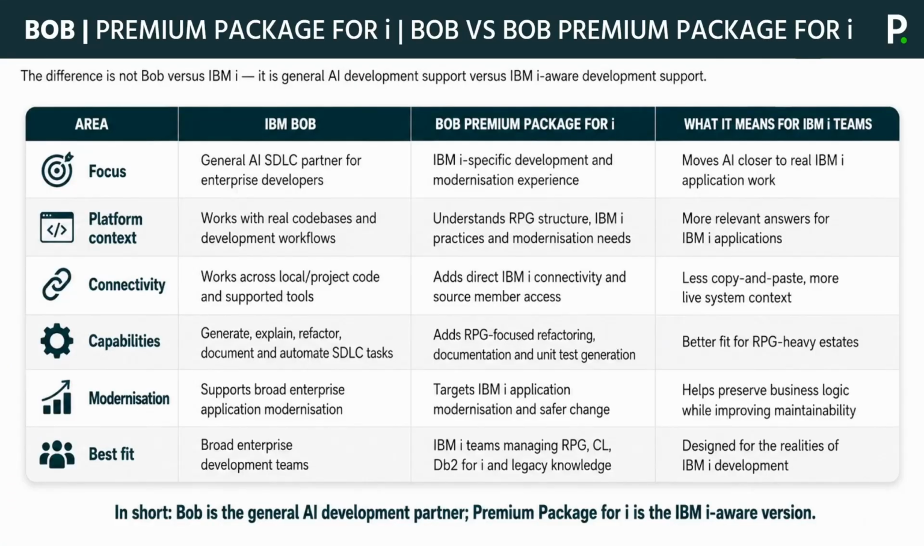The Bob Premium Package for i adds a more specific IBM i lens. It is aimed at teams working with code and, well, frankly, live IBM i application environments. That changes the value proposition from general AI assistant to something more closely aligned with the way IBM i teams actually work on the box itself. So the biggest shift is actually in context. With direct IBM i connectivity and IBM i specific capabilities, Bob can move away from disconnected copy and paste usage to closer to a real application development.